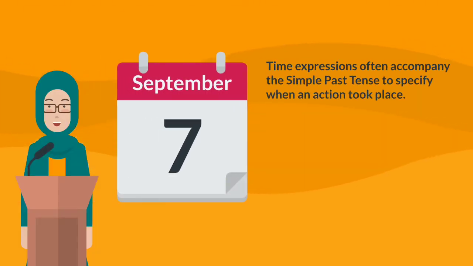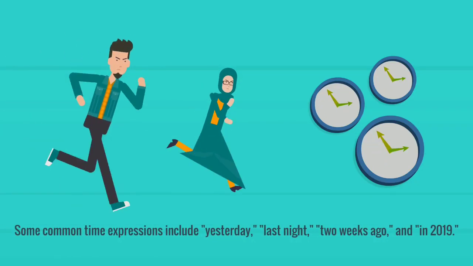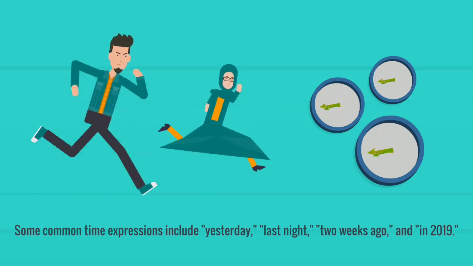Time expressions often accompany the simple past tense to specify when an action took place. Some common time expressions include yesterday, last night, 2 weeks ago, and in 2019.